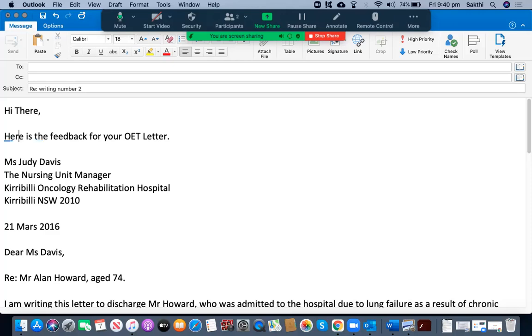So she has written down the date on the top. Sorry, the address details on the top and then the date. So everything is fine. She's able to write down the details correctly without any spelling mistakes. I'm happy with that. But unfortunately, when you look at the name of the month, it is wrong. It's not Mars 2016, but it is March 2016.